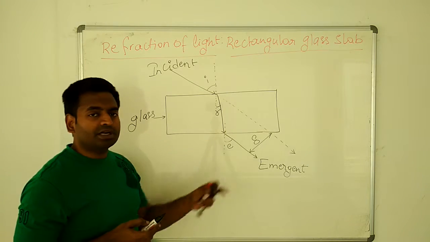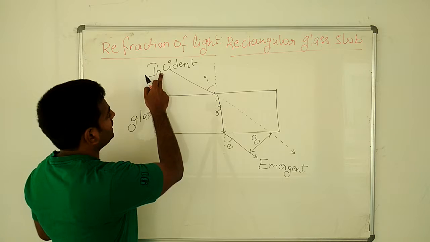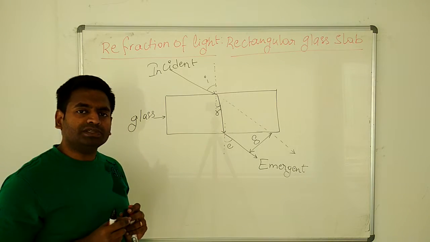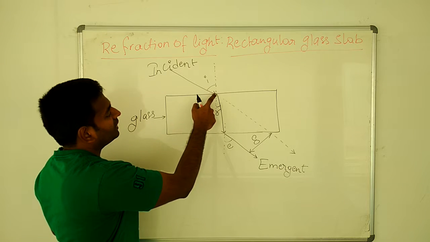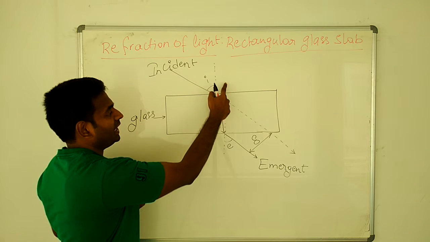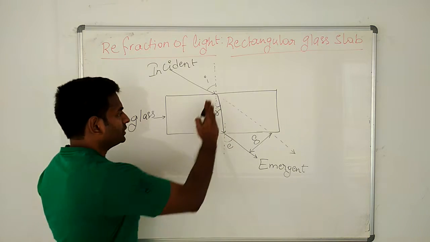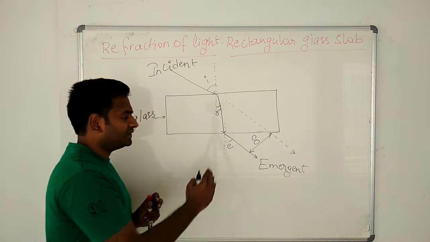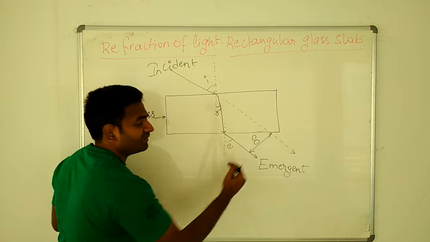There is one important term that comes out of the analysis. If we see, the incident ray and the emergent ray are parallel to each other. Why are they parallel to each other? Because when it comes to the air-glass interface, it would bend by a certain amount. And then when it meets the glass-air interface, again it would bend away. So it bends towards and bends away.